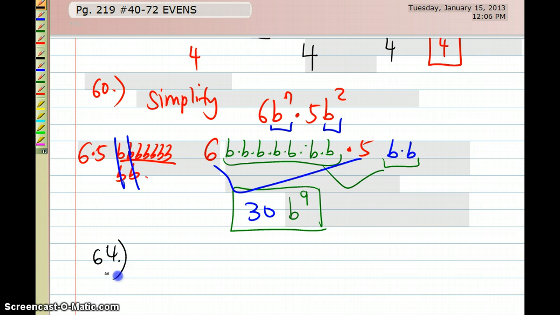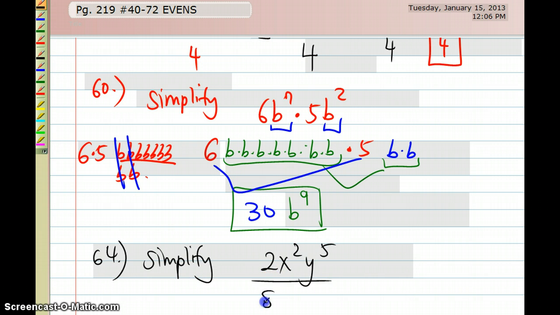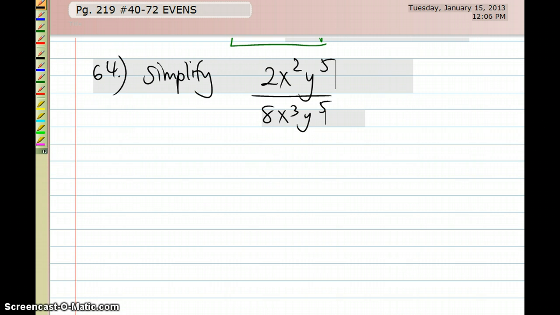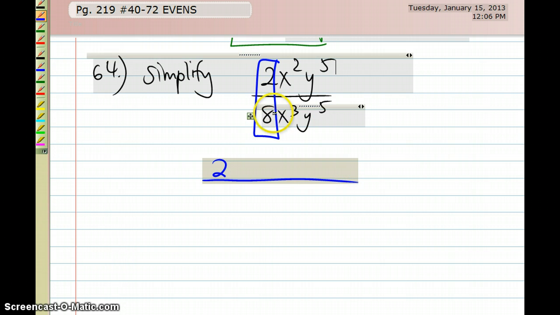Number 64. Here we're going to look at a division one with a fraction. So we're going to simplify 2x squared y to the 5th over 8x cubed y to the 5th. In this question, I'm going to first expand the 2 and the 8. That will give me 2 in the numerator and then 2 times 4 in my denominator.